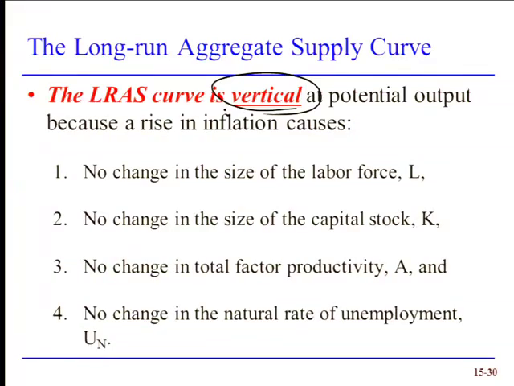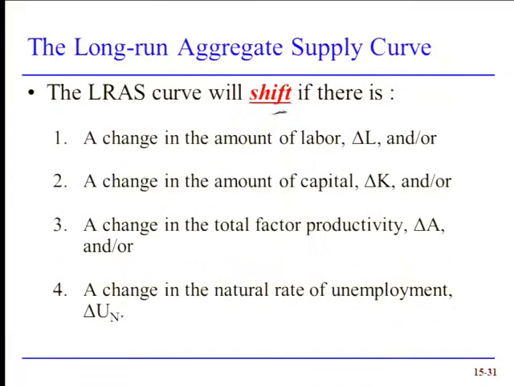Nominal variables like inflation do not affect real variables like the size of the labor force, the capital stock, total factor productivity, or the natural rate of unemployment. However, if any one of these variables were to change, there would be a shift in the long-run aggregate supply curve. Now, we have to talk a little bit more about a change in the natural rate of unemployment.